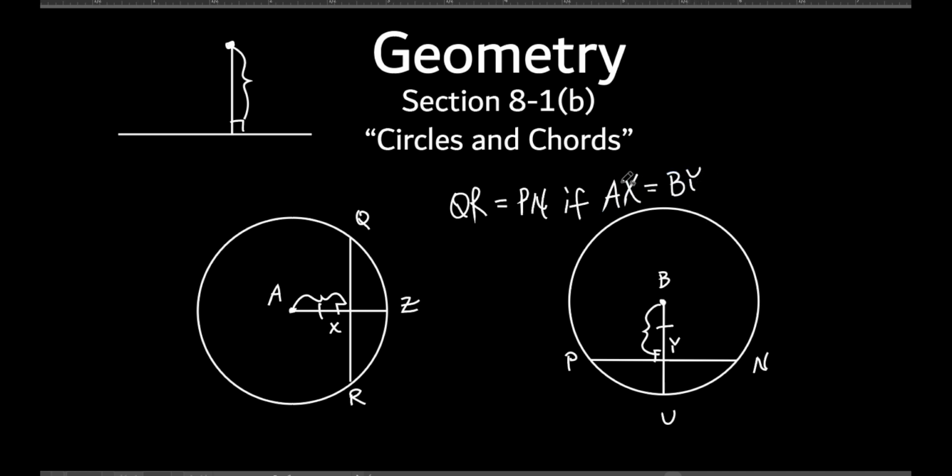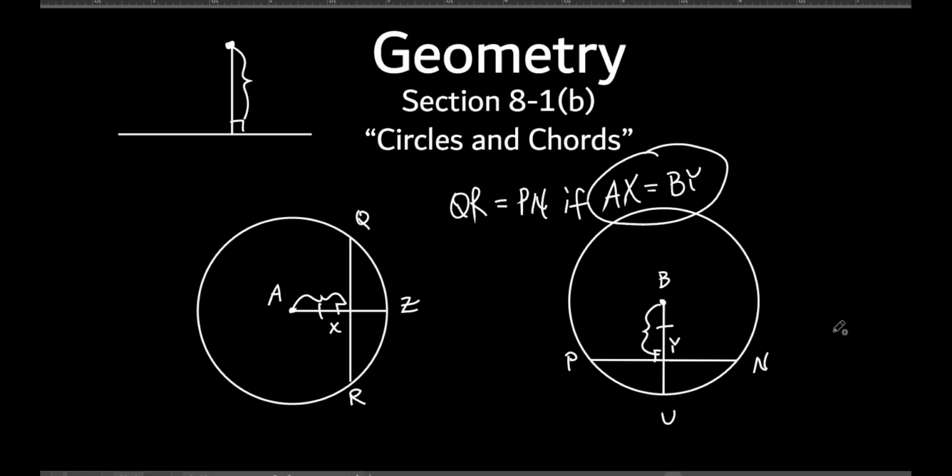So if I knew that this little segment, it's not even a chord, from the center perpendicular to the chord, that little segment right there, if I knew that AX and BY were equal to each other, what does that tell me about QR and PN? That they're equal to each other, exactly right.